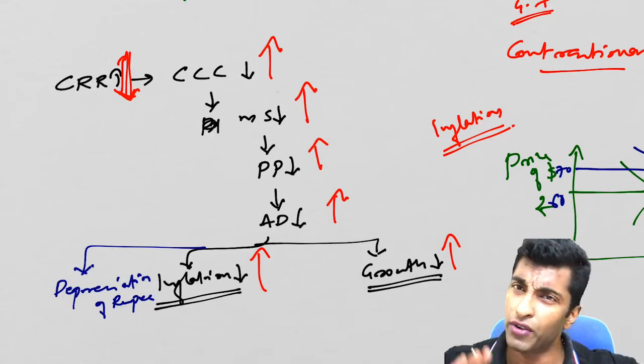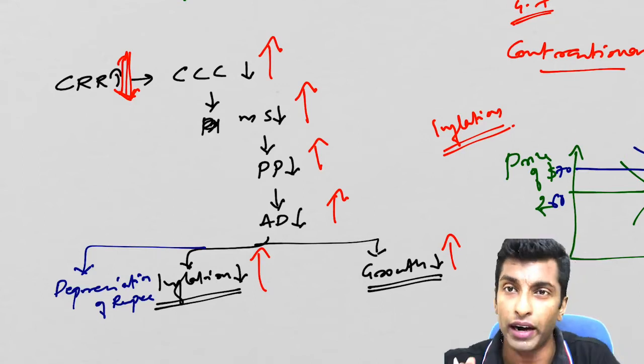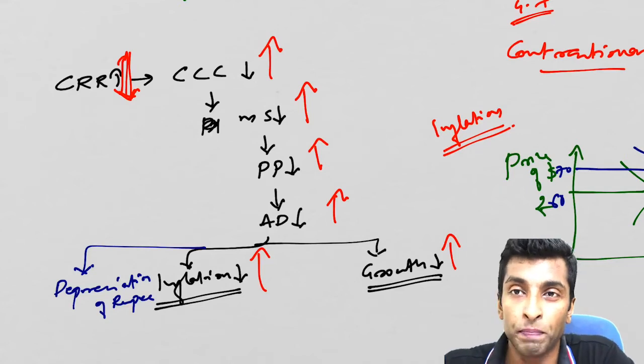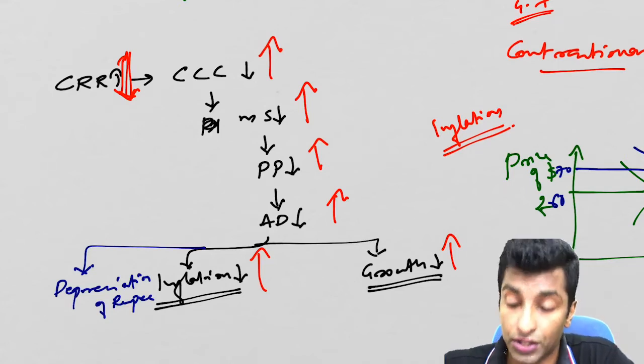So I hope this is clear. Now everything else is connected with this only. If you understood this example, now everything is going to be very simple and easy. So this is a trilemma.